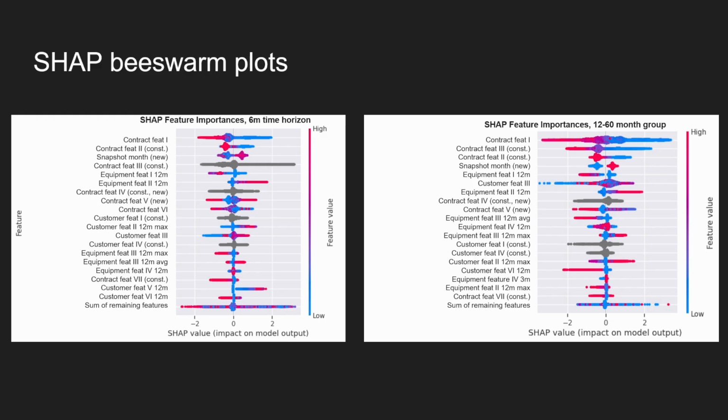Then here are some SHAP beeswarm plots. These are basically the most important features in order from top to bottom on what affected the prediction. A positive SHAP value means that it increased the likelihood of a positive prediction, and vice versa. On the left is the 6-month time horizon model, and on the right is the medium contract group model. We see that the features are quite similar. There are around 20 features outside of this list, and they're all the same.